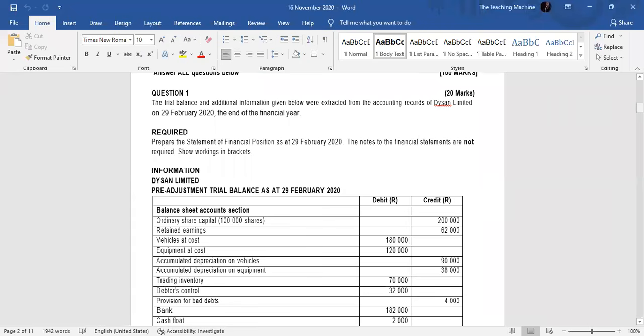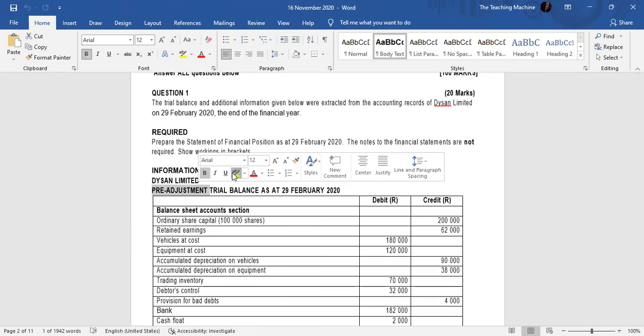So if you see information on the income statement and information on the statement of financial position, it's almost the same, because you'll have adjustments on the statement of comprehensive income. You'll also have adjustments in the statement of financial position. Okay. So this is a keyword, pre-adjustment trial balance.